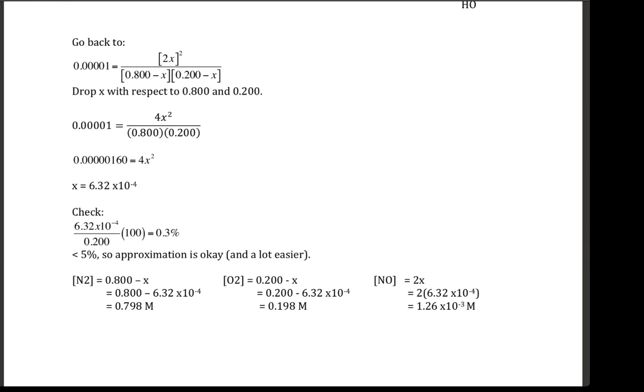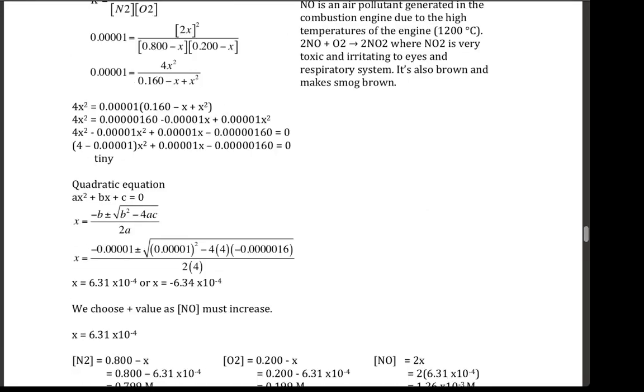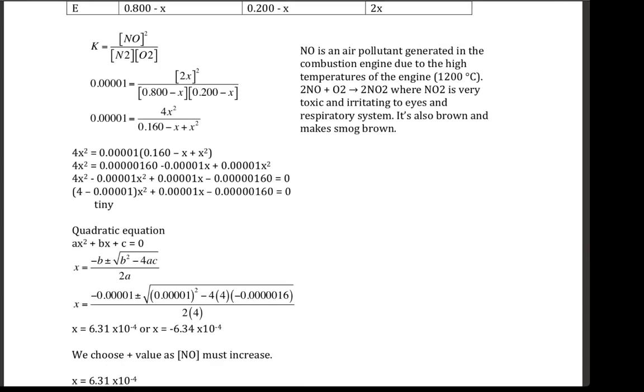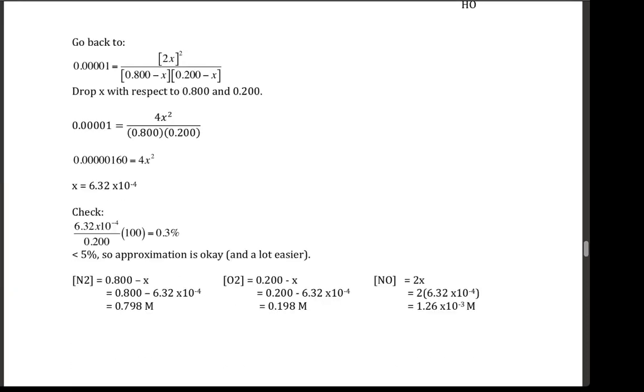Alrighty, so when the math got pretty hairy, that's when we had our equilibrium expression. We have K equals 2x squared over 0.800 minus x over 0.200 minus x. That came about, remember, way back here when we had the equilibrium terms. So we put those terms into our equilibrium expression. So that's what we're starting with on this page.